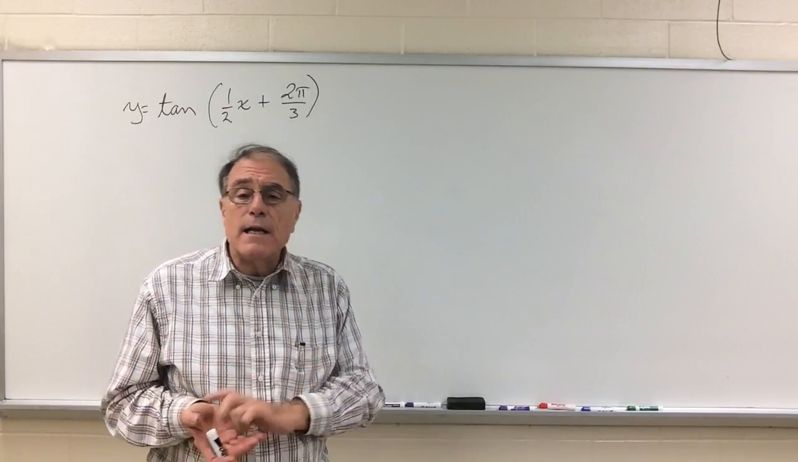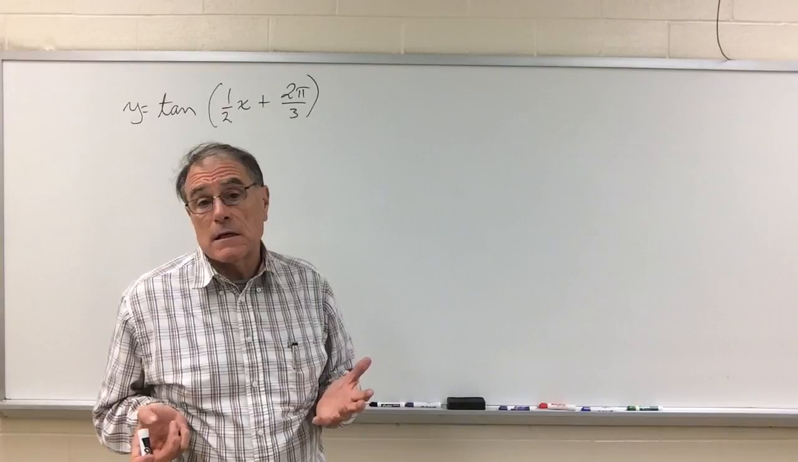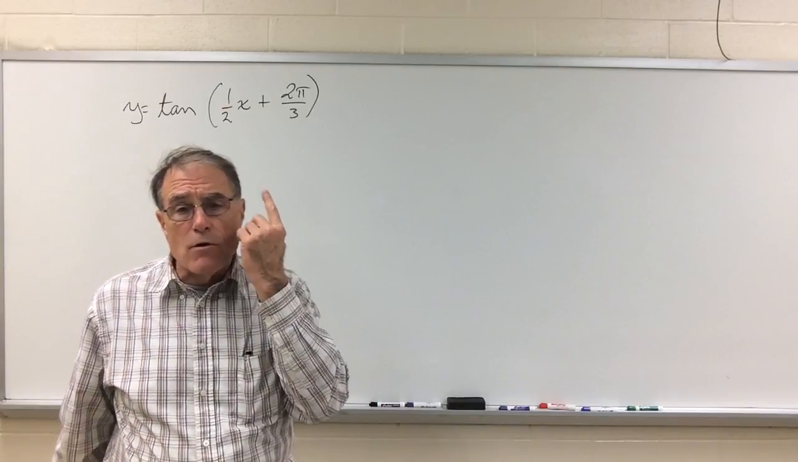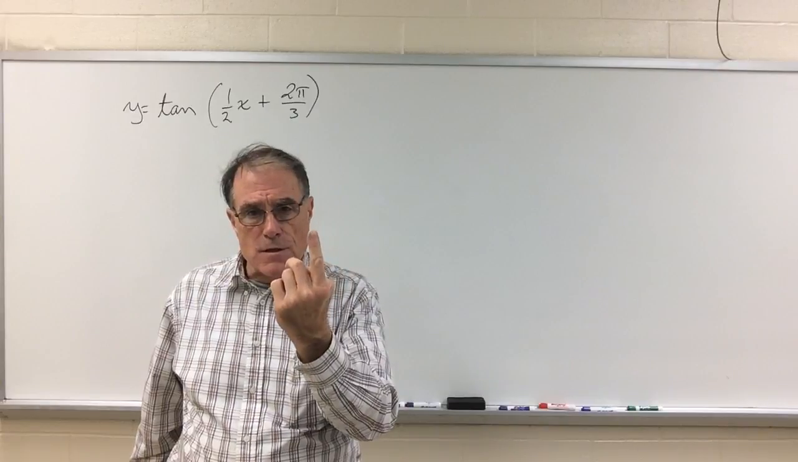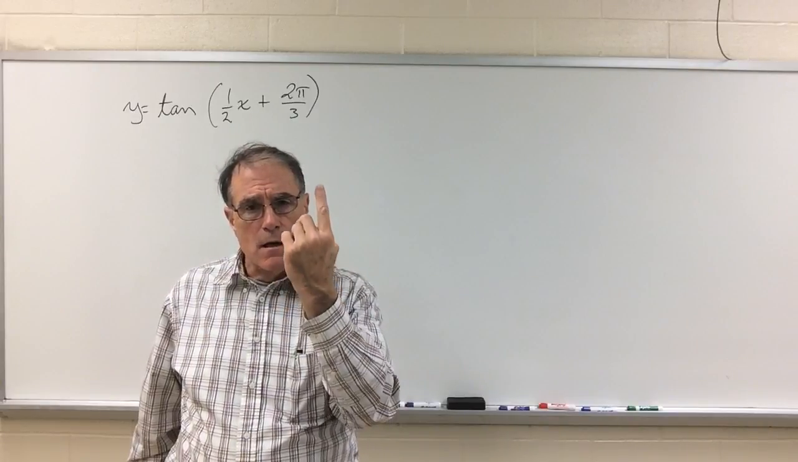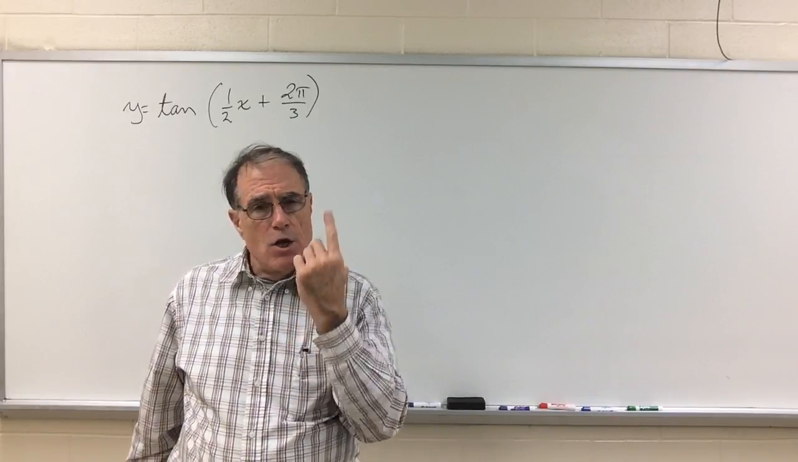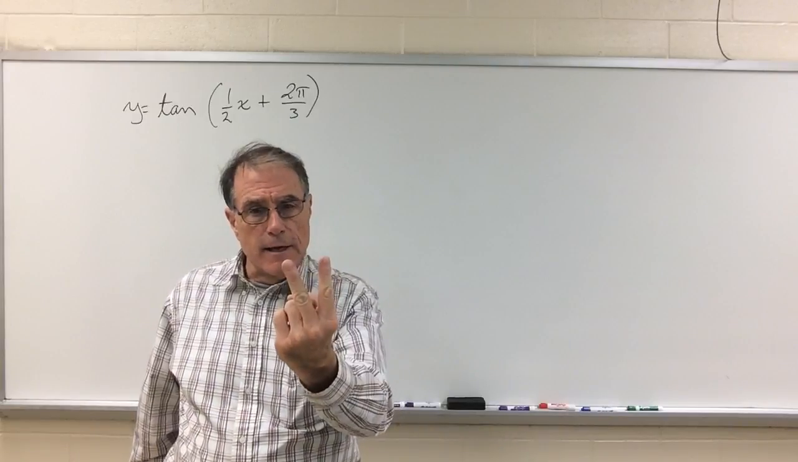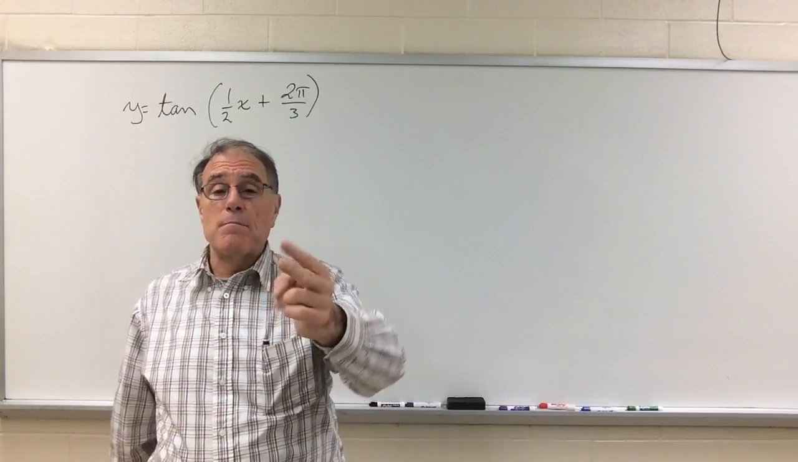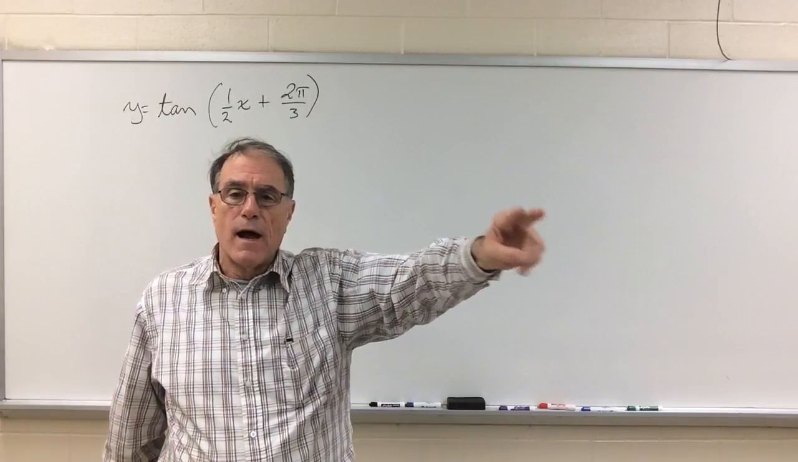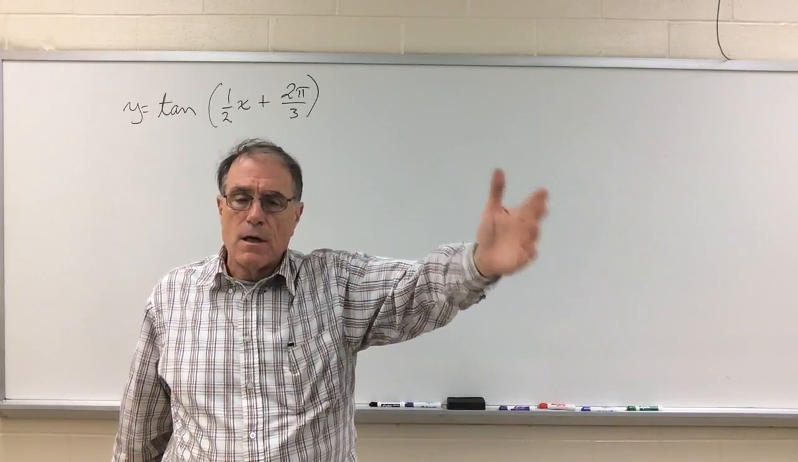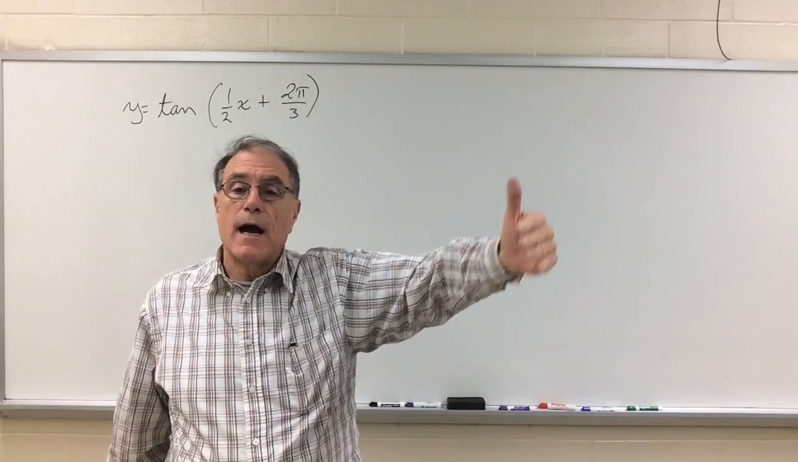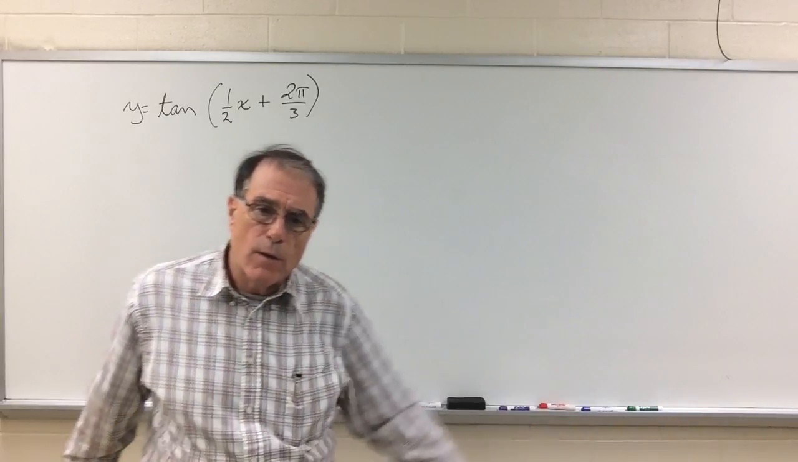Now, to do this, I need to do three things, basically. I need to find where the graph starts and where it finishes. Using that, I find its period. Then taking that period and dividing by 4, I find the key quadrantal points to sketch a period of the curve. So here we go.